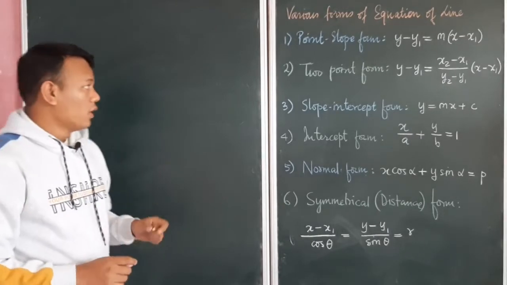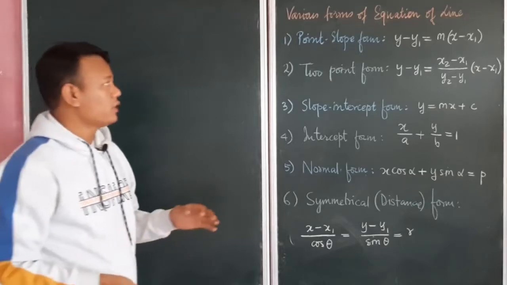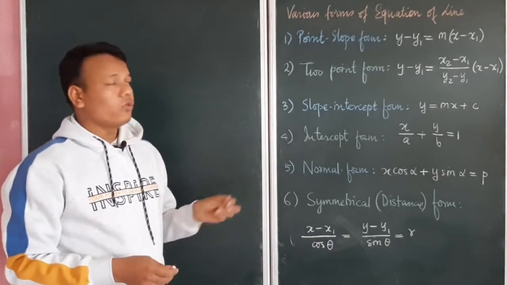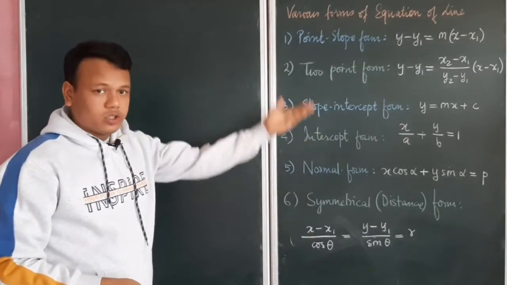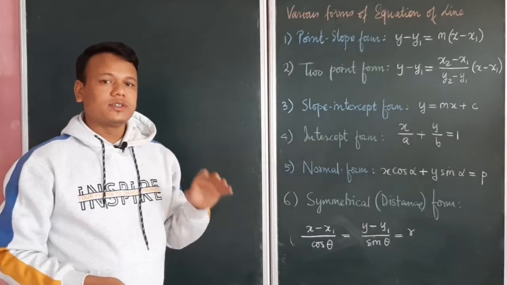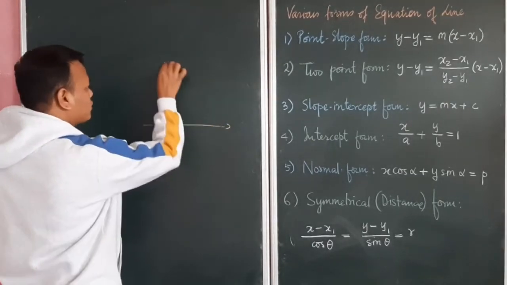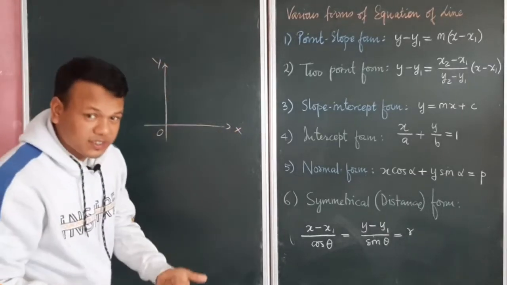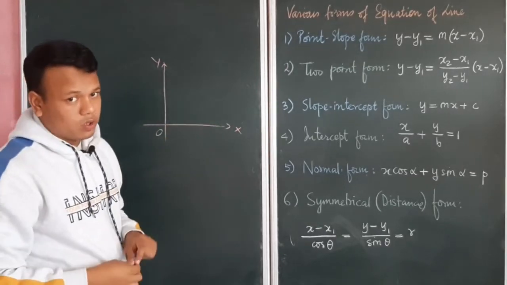Having understood the basic equations, now let us move on to the main topic for the day, that is, various forms of equation of a line. Before we go into the detailed explanation of this, let us try to understand what is the equation of any curve. For example, if I have an xy coordinate system, we call it the rectangular Cartesian coordinate system as well. So let us consider this rectangular Cartesian coordinate system.